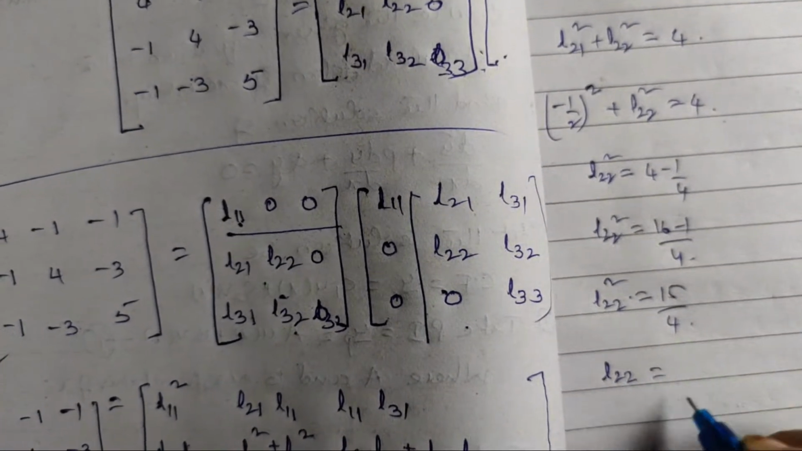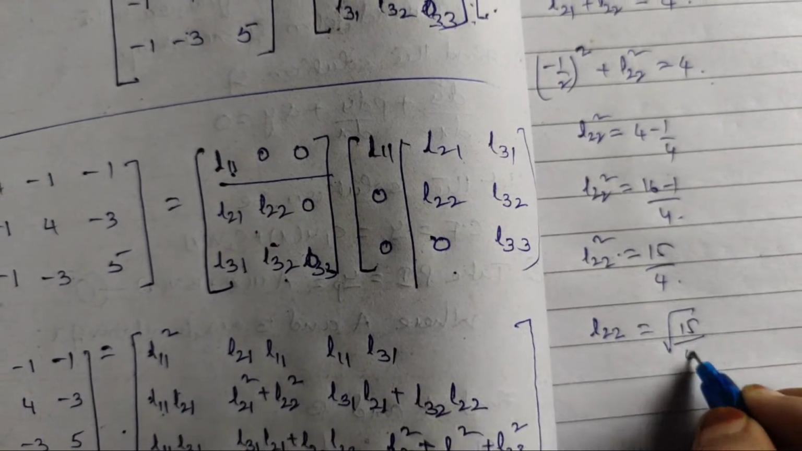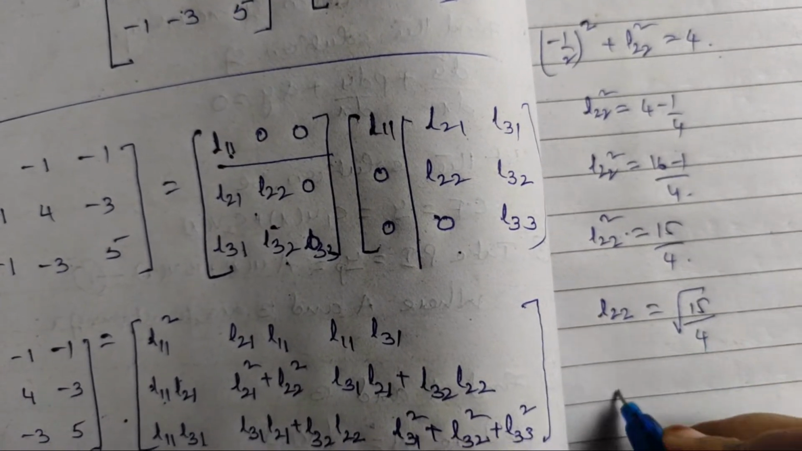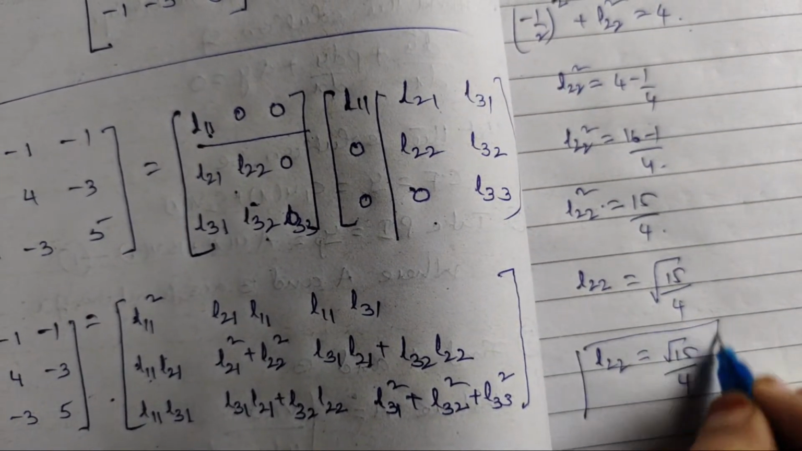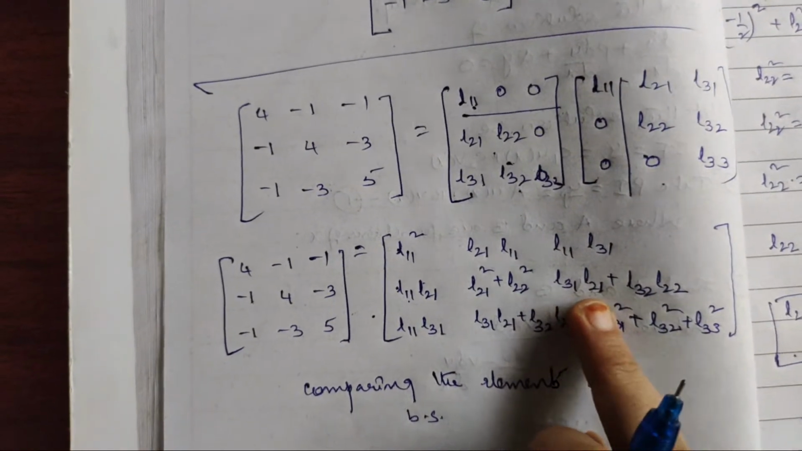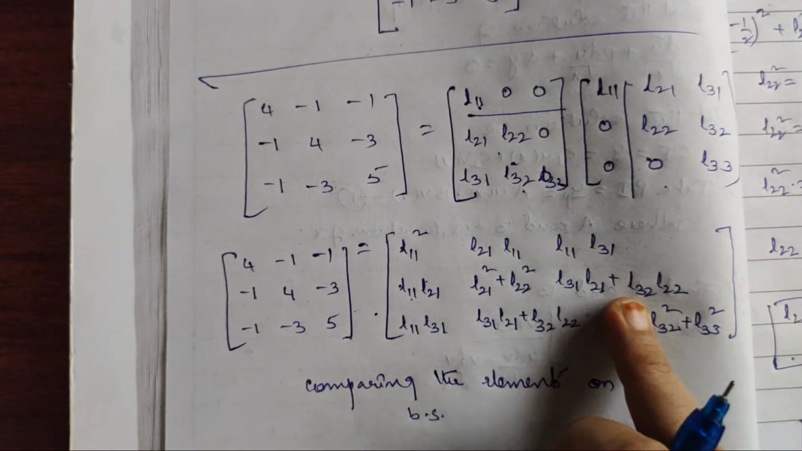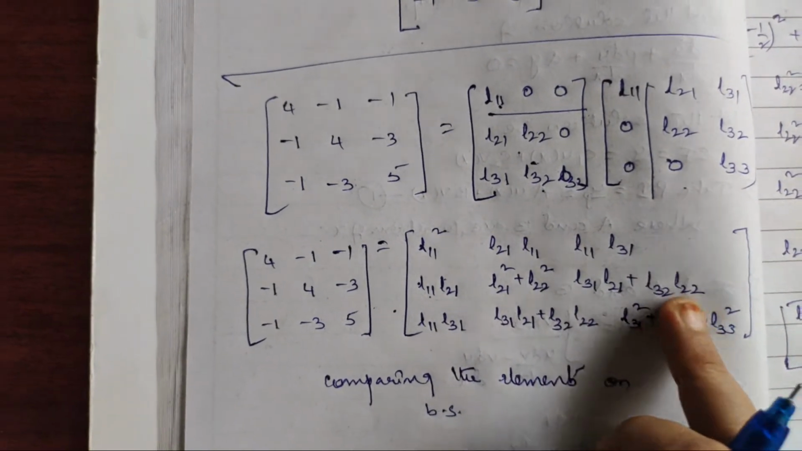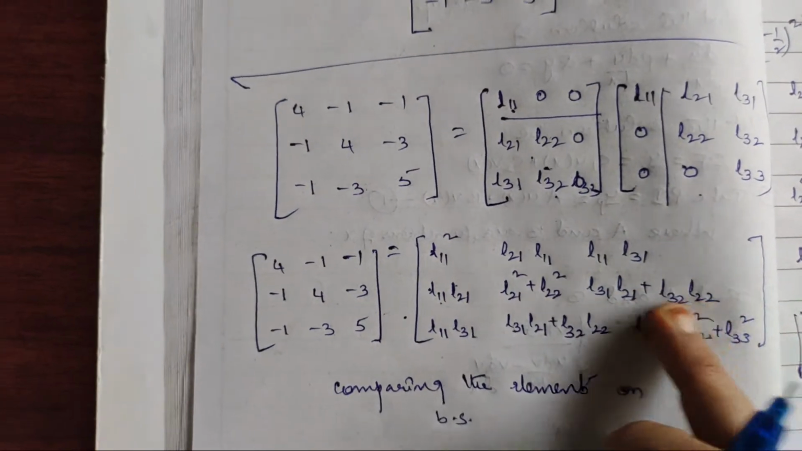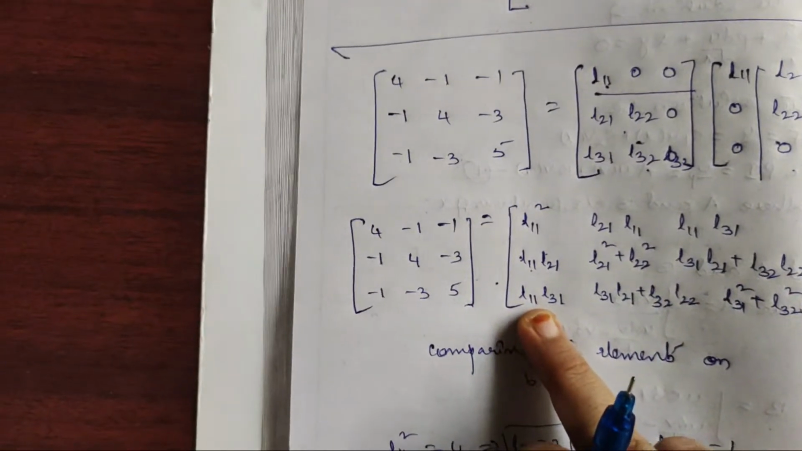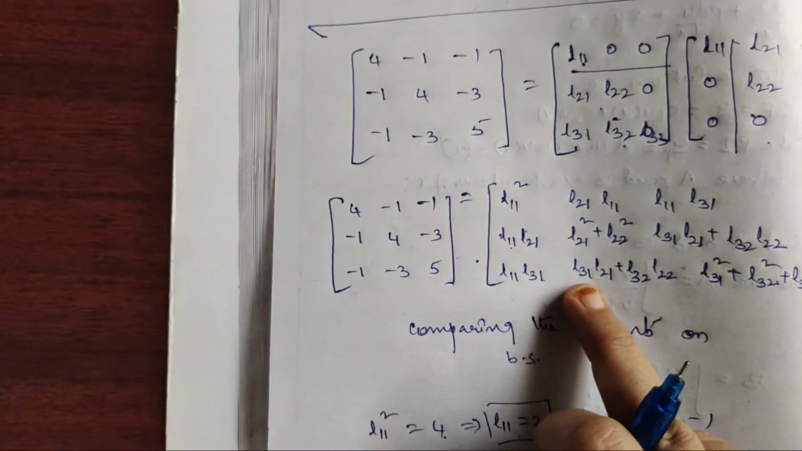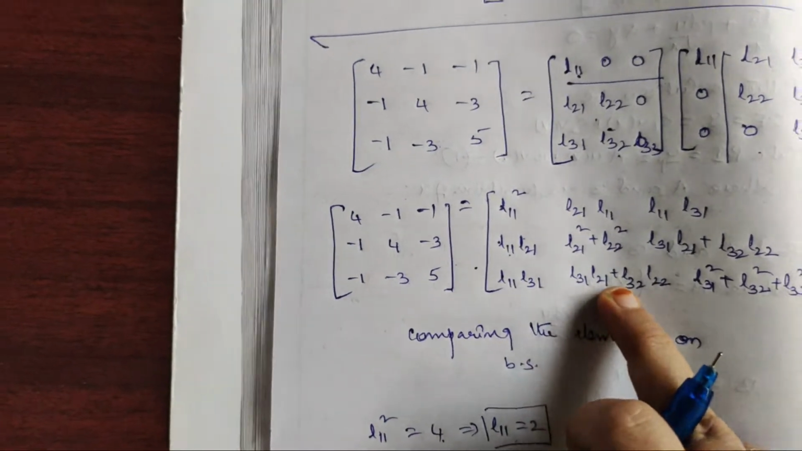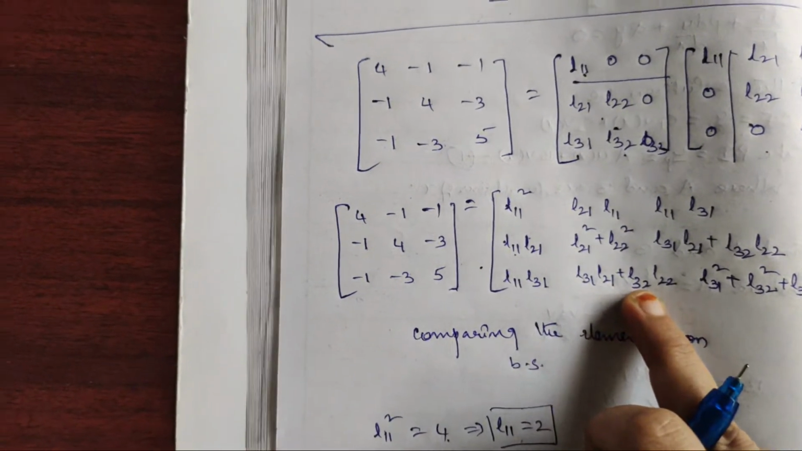L22 equals root 15/4. So one more value we got here. Now next, from here L31, L21, then L32, L22. So we already have all the values of this one, so this is no need. Then L11, L31, this is also no need. Then L31, L21, then plus L32, L22.